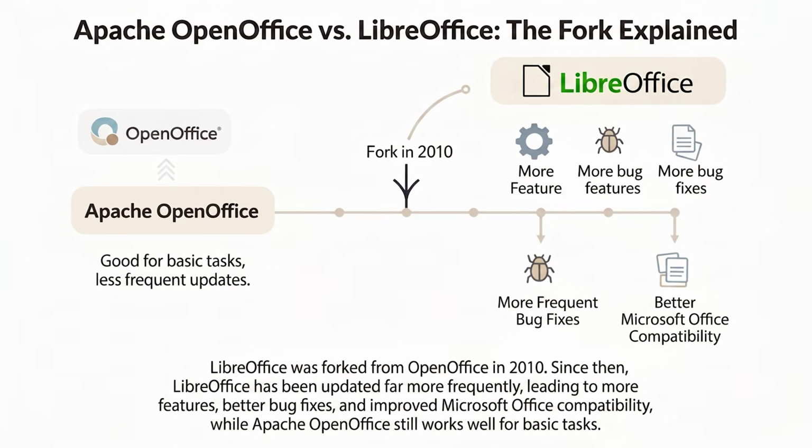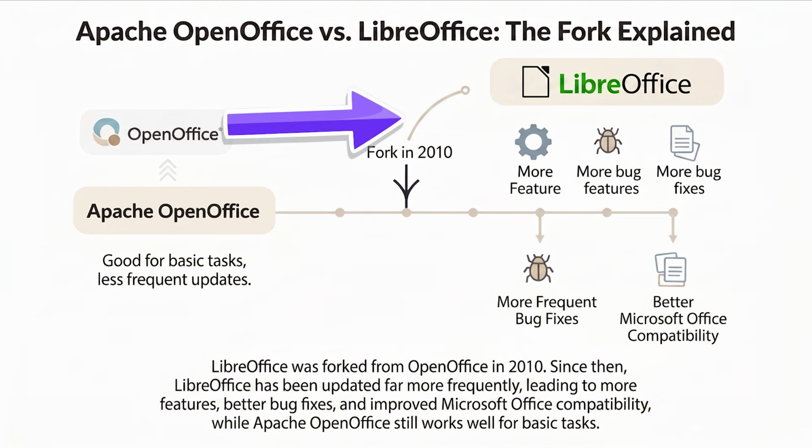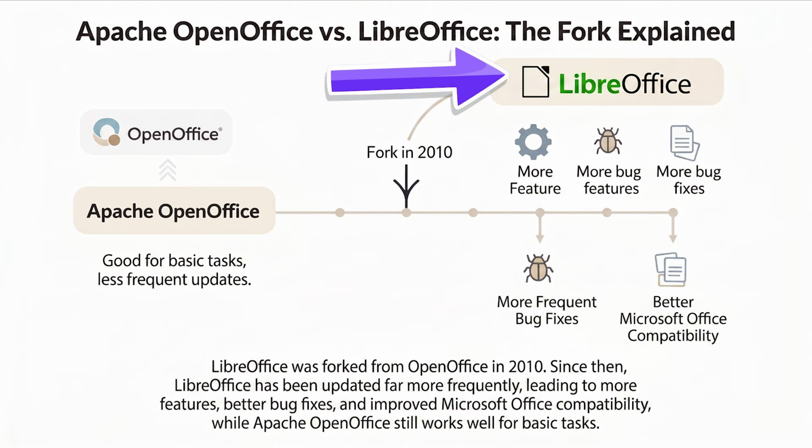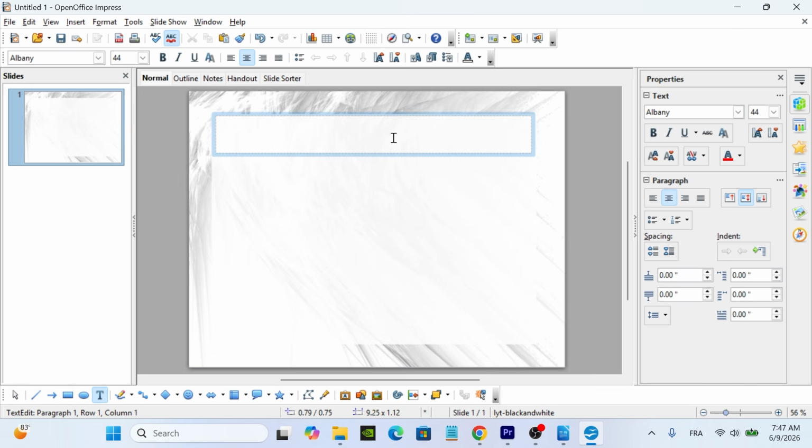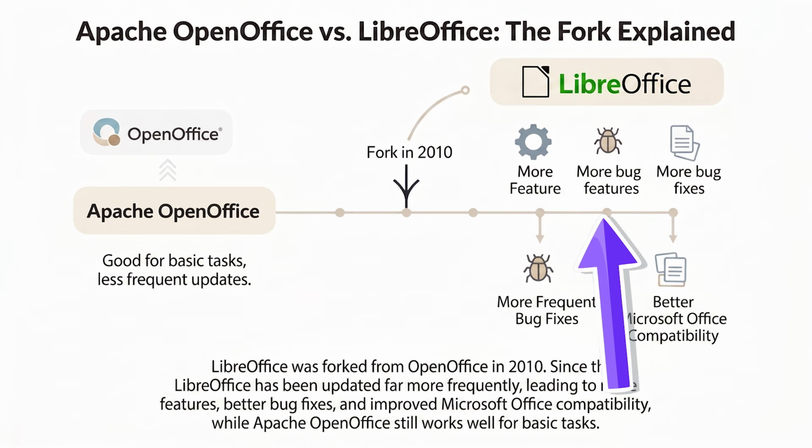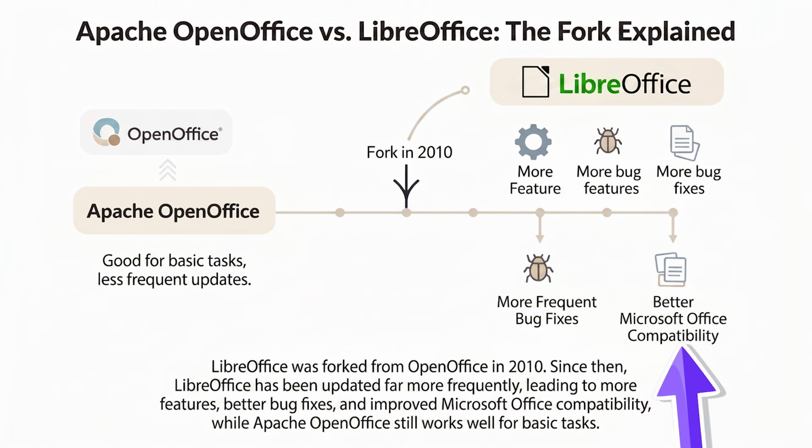So what exactly is the difference between OpenOffice and LibreOffice? Honest answer, LibreOffice was actually forked from OpenOffice back in 2010, and since then, LibreOffice has been updated far more frequently. Apache OpenOffice still works well for basic tasks, but LibreOffice has pulled ahead in terms of feature development, bug fixes, and Microsoft Office compatibility.